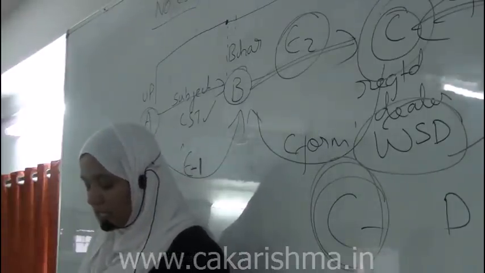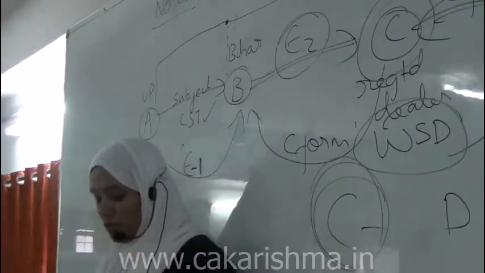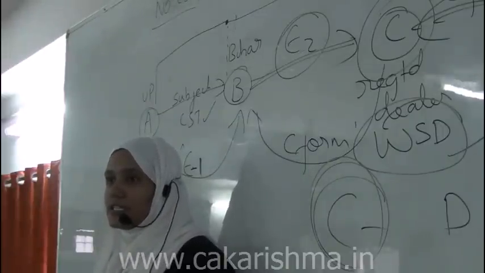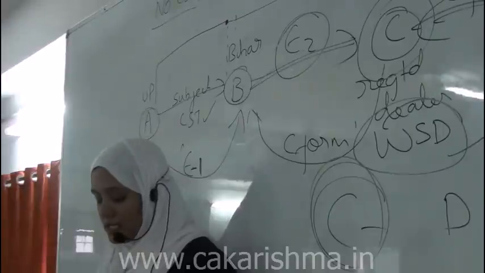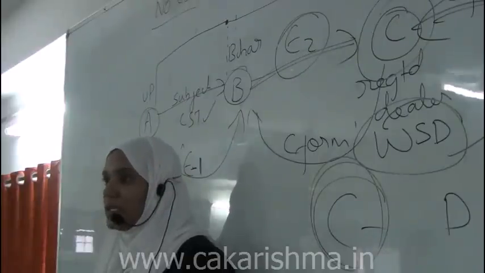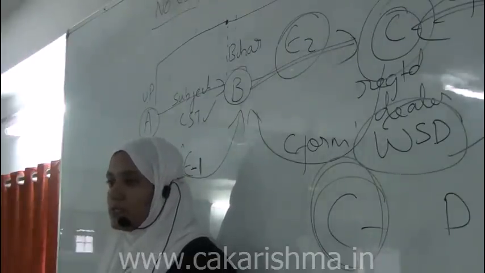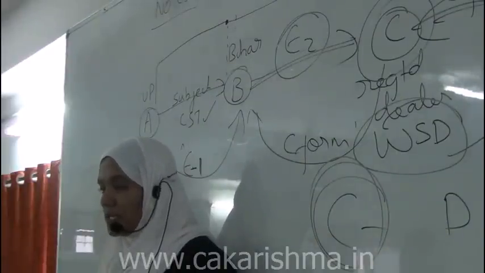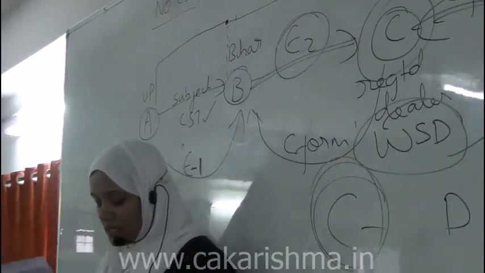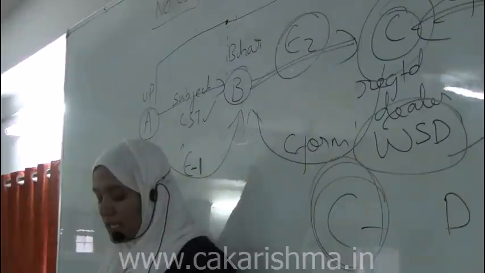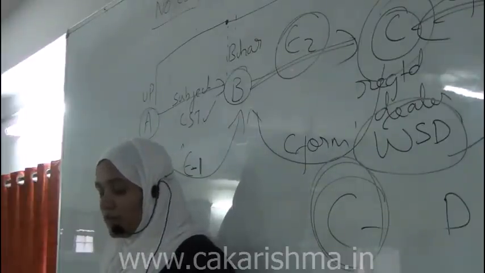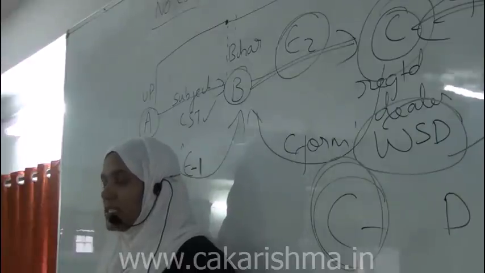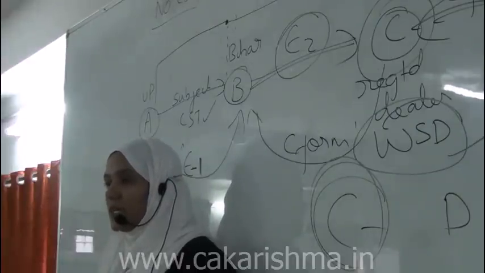Okay, so let us write down Section 6 subsection 2. Section 6 subsection 2 provides exemption to subsequent sale if the following conditions are satisfied.